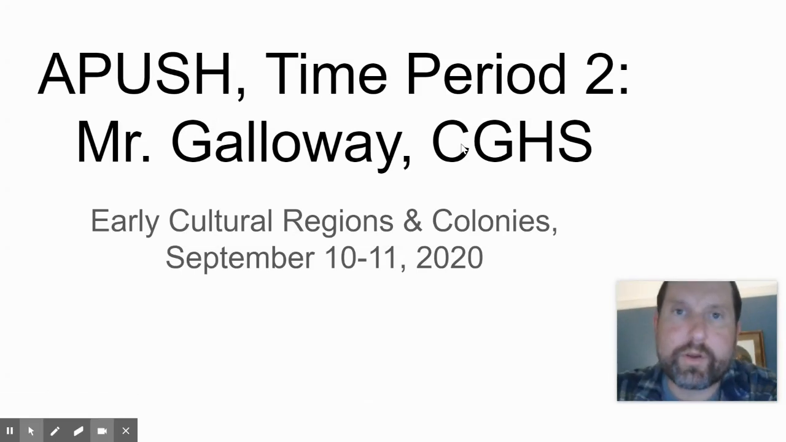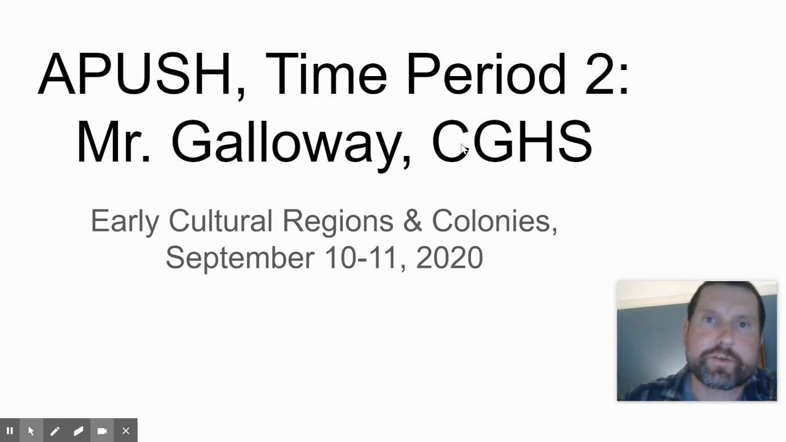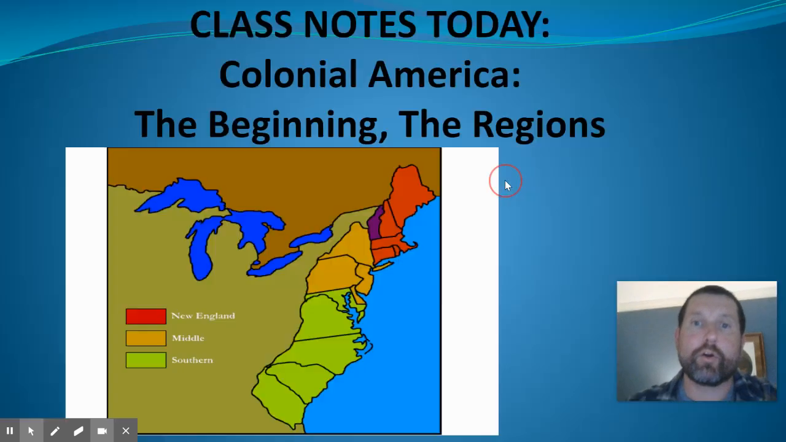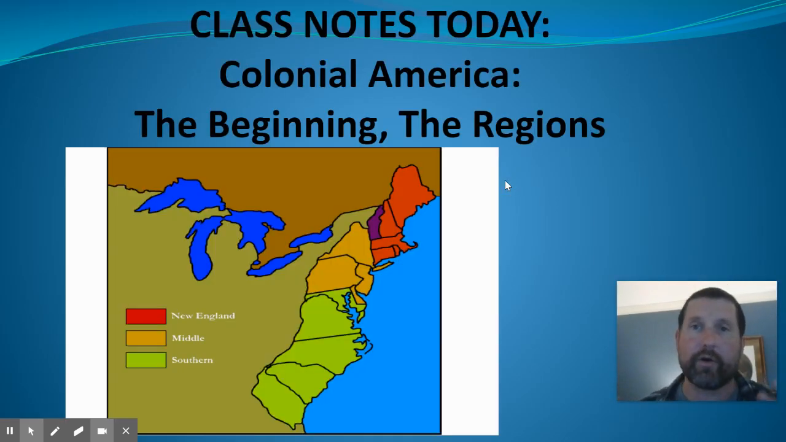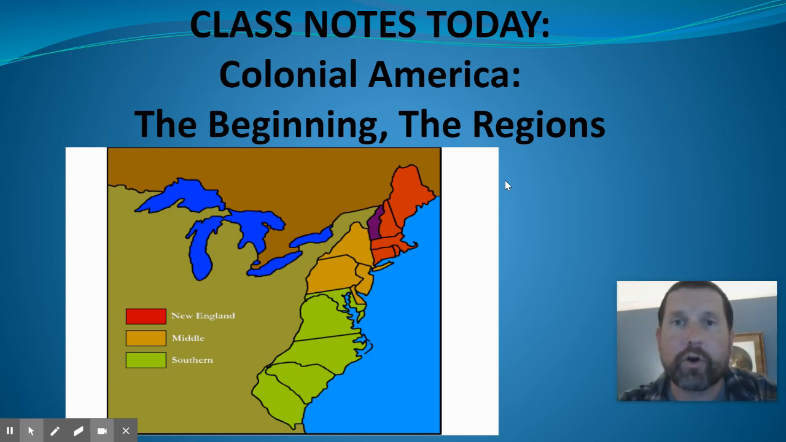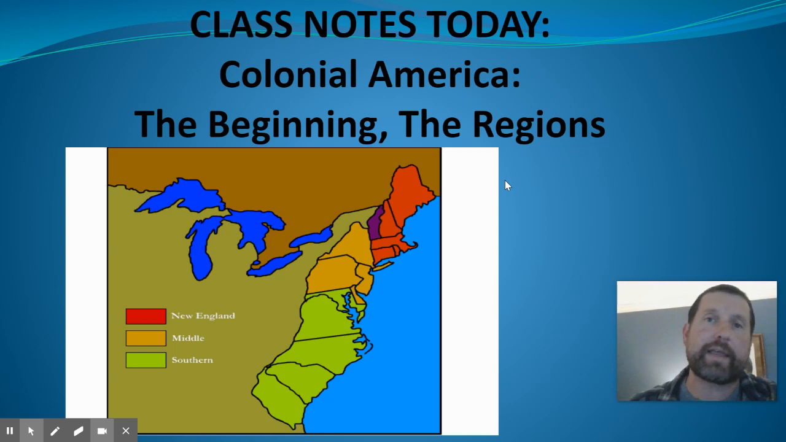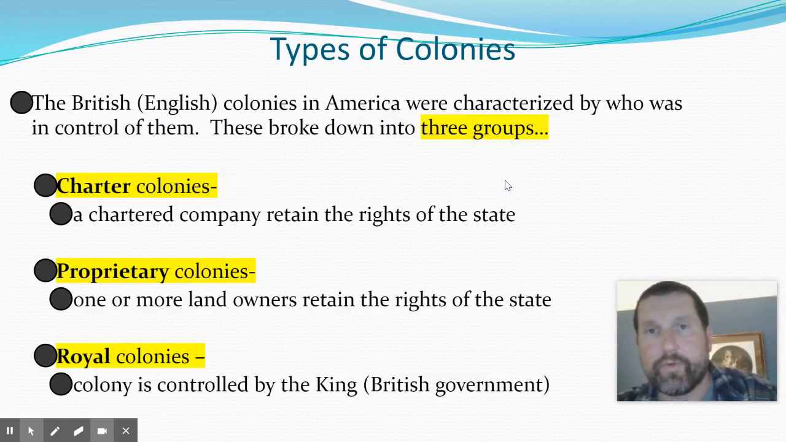All right, guys. Good morning or good afternoon, and I guess this is our first lecture video for time period two. Remember, that's 1607 to 1754, and we are starting early on. Okay, we're going to be talking about colonial America, the early colonies, and really what I'm titling this is early cultural regions. So we break that down into New England, the middle colonies, and the southern colonies, moving north to south.